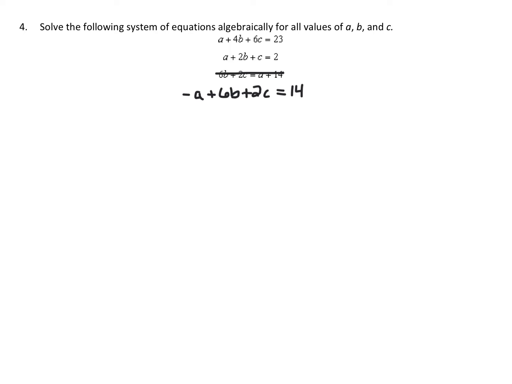All right, so now we have 3 equations all set up in the same order. What I like to do is use my calculator to find the answers first, and then we are going to solve this algebraically. That way, as we go, if we make a mistake, we know because we have our answers ahead of time.